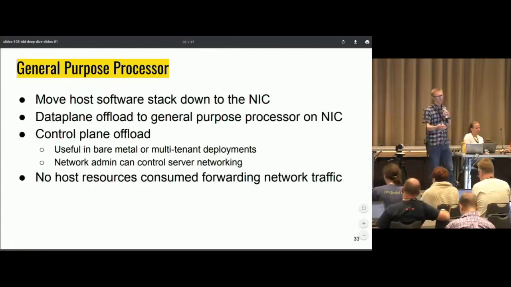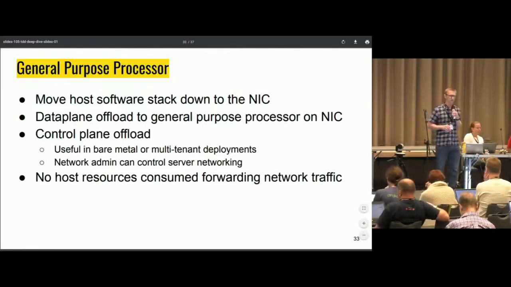So this control plane offload is also really nice if you have what some are calling now a bare metal deployment, where you're setting up servers. You don't know exactly what they're going to be used for, but you're responsible for networking. You can feel pretty confident that there's a good chance that your server administrators are not going to ruin whatever network setup you want them to have.